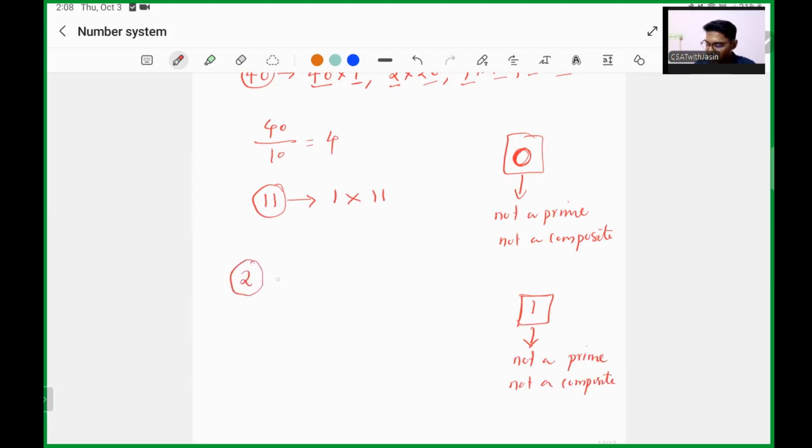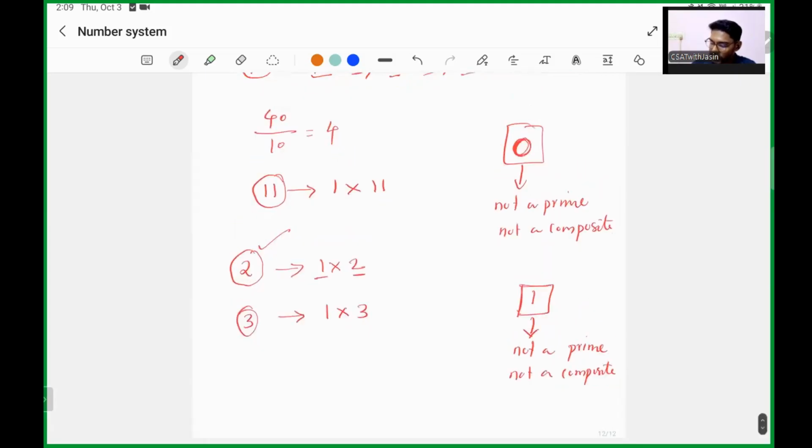2, I can only write as 1 into 2. There is no other way I can write 2 as a multiple of two numbers. So 2 has only 1 and that number 2 as factors, so 2 is a prime number. Then 3 also I can write only as 1 into 3, no other way. So 3 also is a prime number. So 2 and 3 are prime numbers.